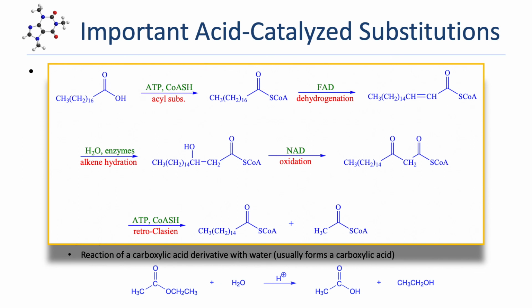The thioester then undergoes dehydrogenation, the reverse of a hydrogenation, to give an alpha-beta unsaturated carbonyl. The alkene then undergoes an addition reaction, specifically a hydration, giving a beta-hydroxycarbonyl. The alcohol is then oxidized to a ketone, giving a beta-keto-thioester. The last step is the third and final acyl substitution. The beta-keto-thioester undergoes a retro-Claisen condensation, the reverse of a Claisen condensation. This results in the formation of 2 thioesters, one of which is acetyl coenzyme A. The larger thioester is then cycled back into the process, which is repeated until the entire fatty acid is broken down into acetyl coenzyme A.